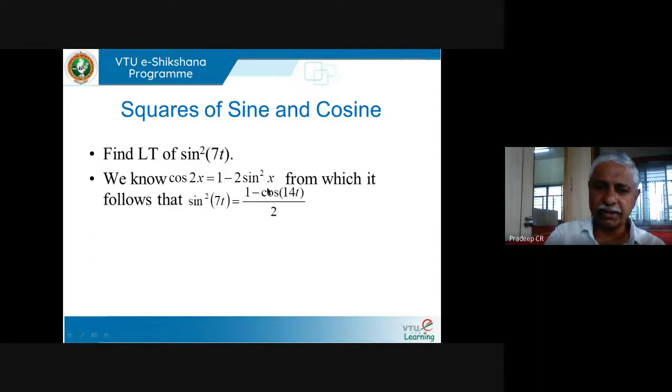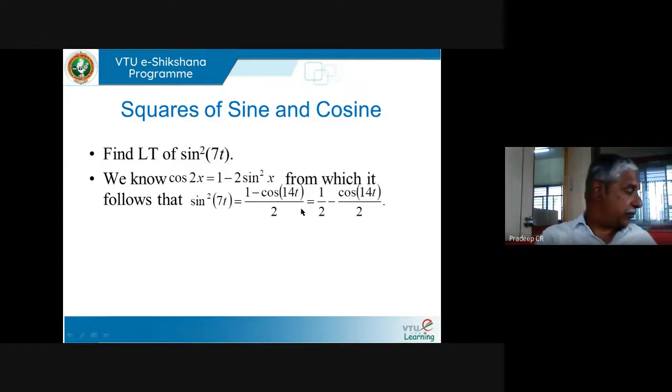How did I get this? From this, you solve for sine square x. Sine square x is 1 minus cos 2x by 2. So 1 minus cos 2 into 7t by 2. So 1 minus cos 14t by 2. That's what I get, sine square 7t. So this means half minus cos 14t by 2. So I just separated it out into two terms. Half minus cos 14t by 2.